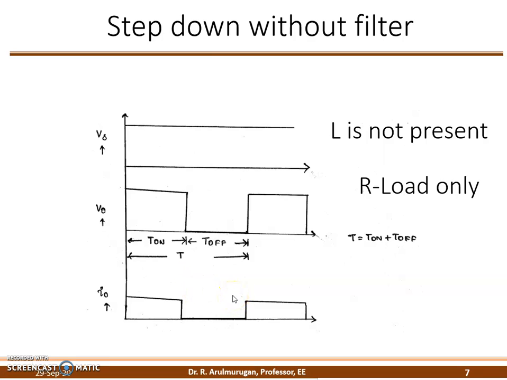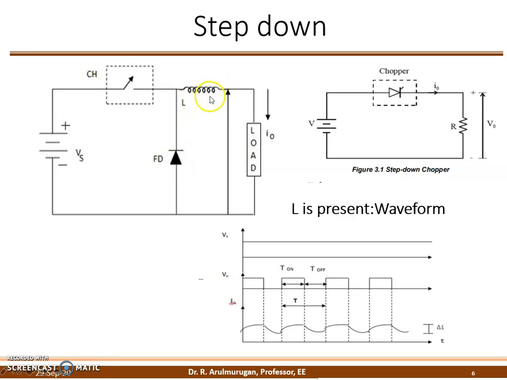If you use an inductance here, either the inductance or an RL load, then your output current is continuous. If you use the inductance, the output current is continuous. That is for the output current only. What is the output voltage? On, off, on, off, since I am not using any filters.